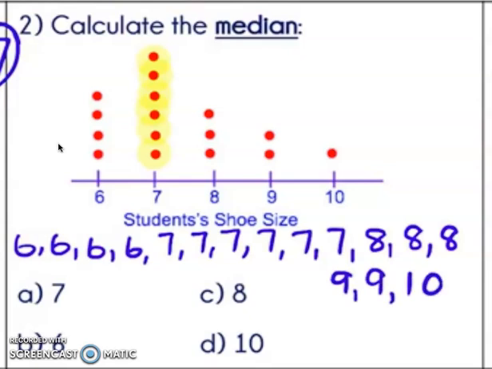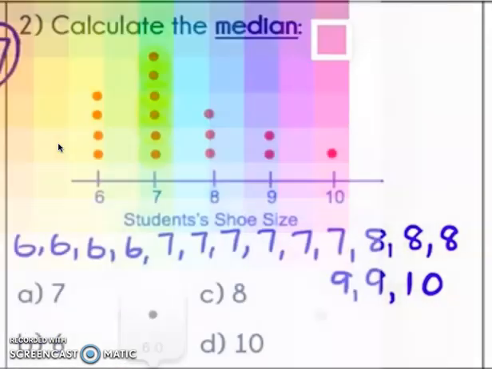Now that we have our data set listed out, all we have to do now is start crossing off. Now remember, if you have one number left in the middle, that's your median. If you have 2 numbers left in the middle, you're going to add those 2 together and you're going to divide by 2. So let's go ahead and start crossing these off.